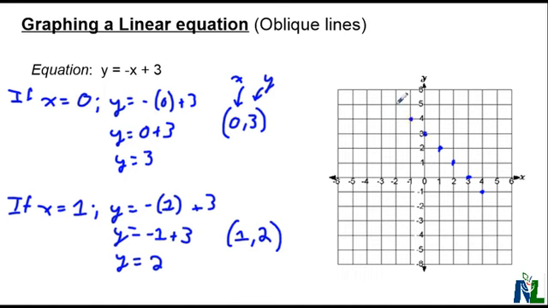Connect all those points together with a solid line, because whenever you're working with a linear equation and you're not given a real world context, so you just have y equals x plus something, in this case negative x plus 3, it's going to be continuous, so you connect all the points.